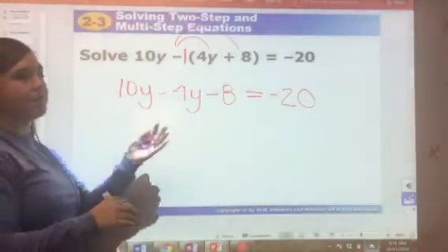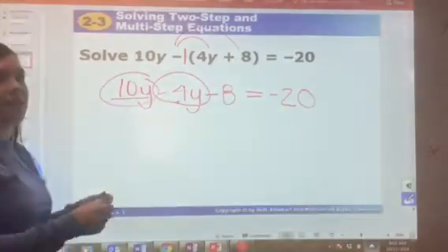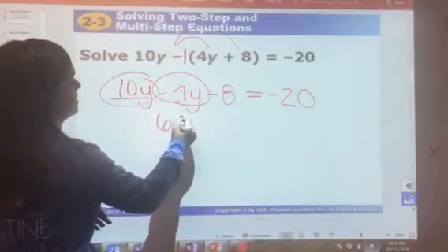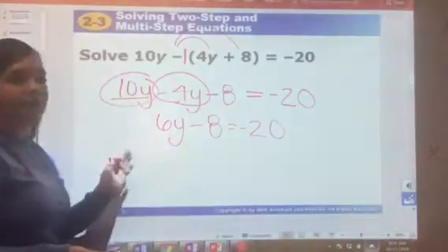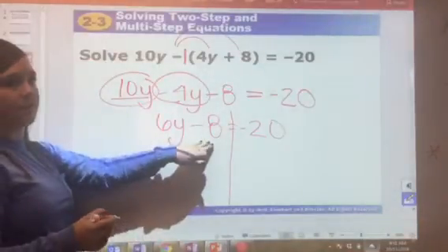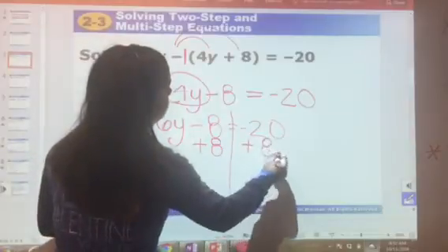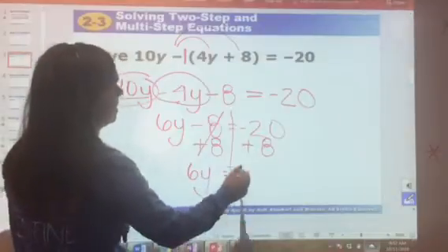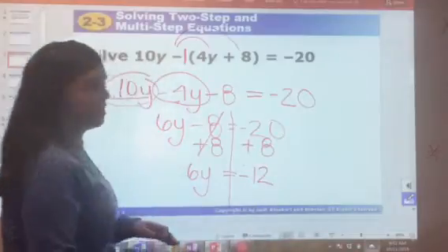All right, before I start doing inverse operations, again, I have a 10y minus 4y. So I'm going to combine these like terms first. So 10y minus 4y, that gives me 6y. And I'm bringing everything down one more time. Now I can isolate my variable. So I'm going to draw my line. Let's get rid of this negative 8 first. So the opposite or the inverse of my negative 8, I'm going to add 8 to both sides. So negative 8 plus 8, bring down your 6y. All right, so negative 20 plus 8, that's going to give me a negative 12.